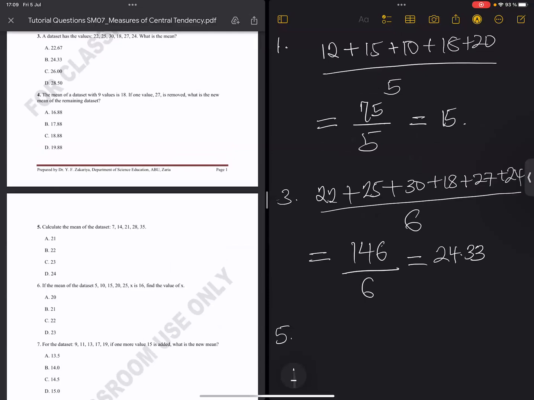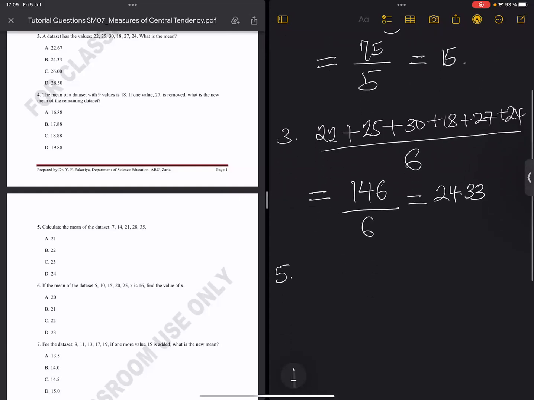Okay, please, we need another person to confirm that addition. We have 22 from my hand plus 25 plus 30, plus 18 plus 27, then plus 24. I got 146. Yes, it's 146, the right answer. Thank you very much.